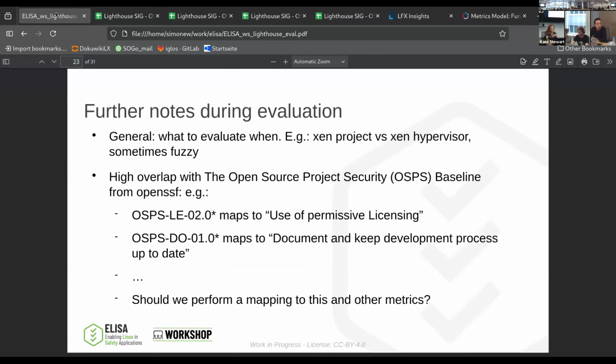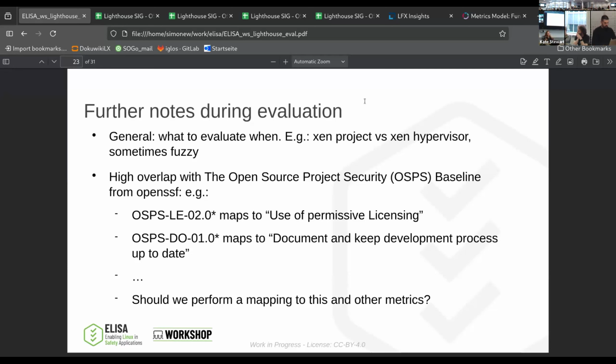So, some general notes. We need to be more clear about what we evaluate. For example, we have the Xen project versus the Xen hypervisor. You say, okay, I evaluate the hypervisor, but then you are going back to the governance, and this is by the Xen project, so you need a clearly defined definition of what to evaluate. So I took the Xen hypervisor and the Xen project, for example, as needed. If this was managed by the Xen process, we have a high overlap with the baseline from OpenSSF.